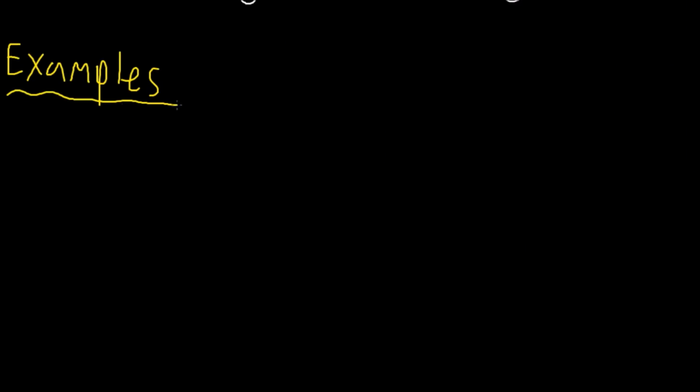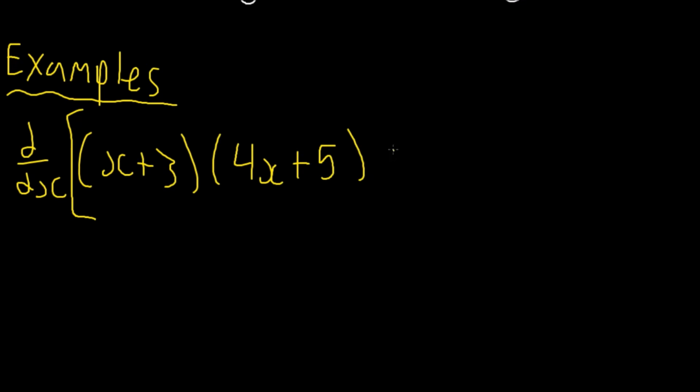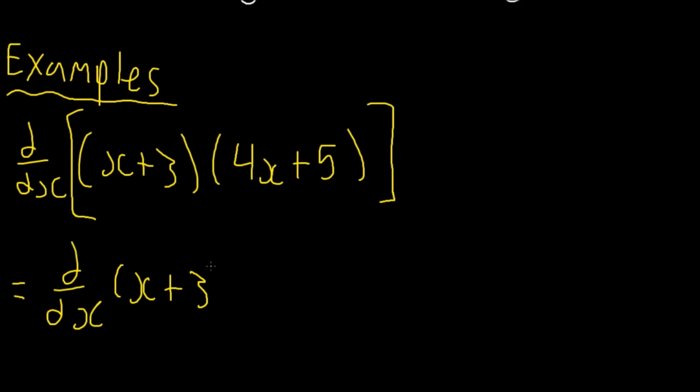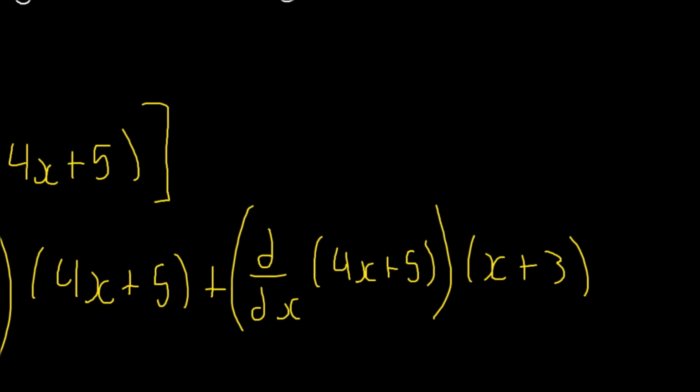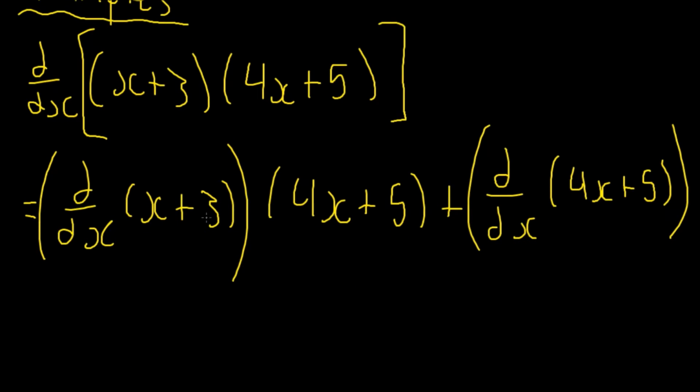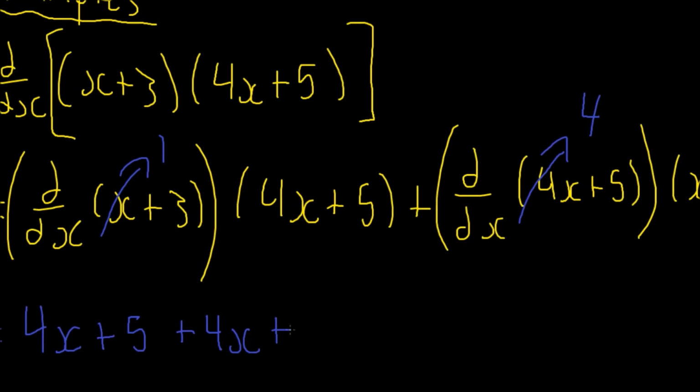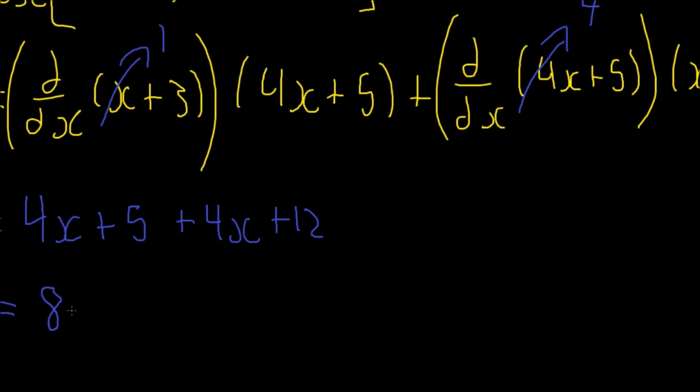The first example will be x plus 3 times 4x plus 5. Using the product rule, we clearly separate the x plus 3 into f of x and the 4x plus 5 into g of x. Writing this out, it's the derivative of one times the original of the other, and we do this for each term. Being linear terms, the slope is always the number in front of the x, so the derivatives resolve to 1 and 4 respectively. Multiplying it out and then simplifying, we arrive at the derivative of 8x plus 17.